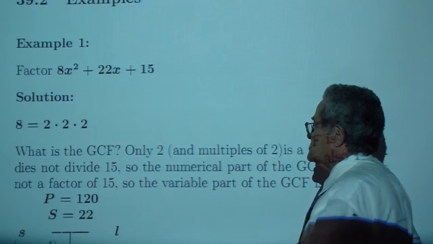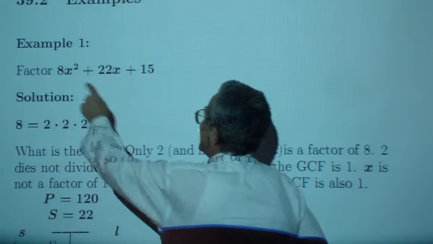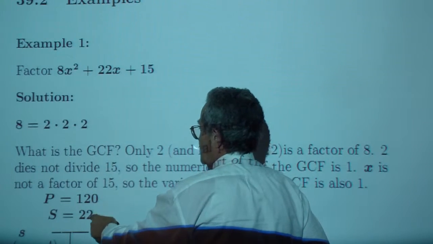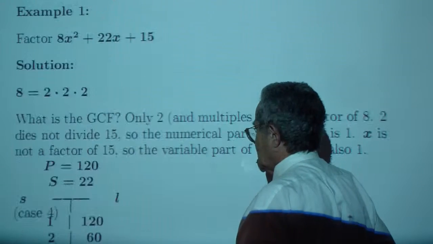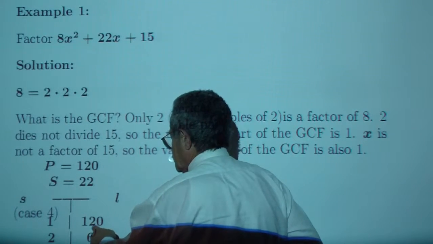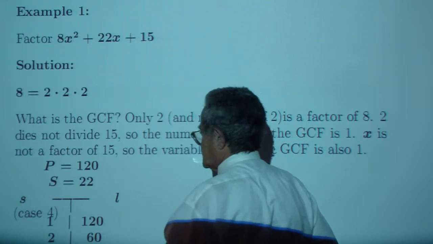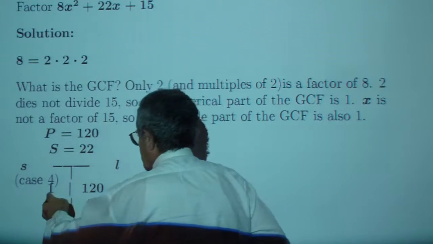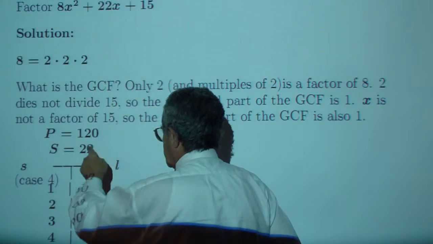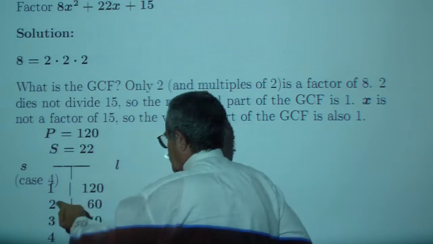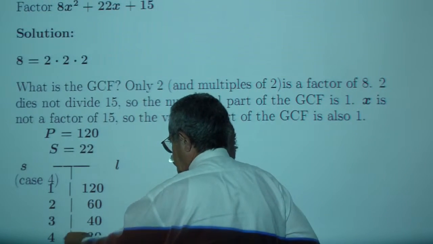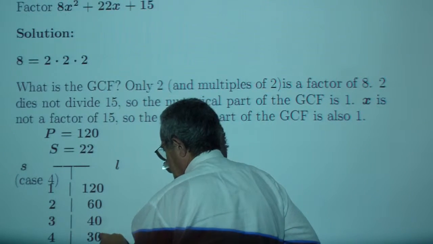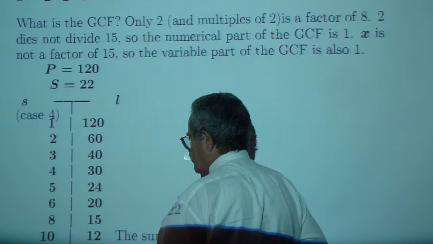What's the greatest common factor? I just did that. What is the product? 8 times 15. You're looking for two numbers whose product is 120 and whose sum is 22. The sign of the large number is positive because the sum is positive. And then you can certainly do 1 times 120. The sum is not 22. 2 times 60, 3 times 40, 4 times 30. After you divide by 2, you can divide by 2 again. You get 30. The sum is 34.